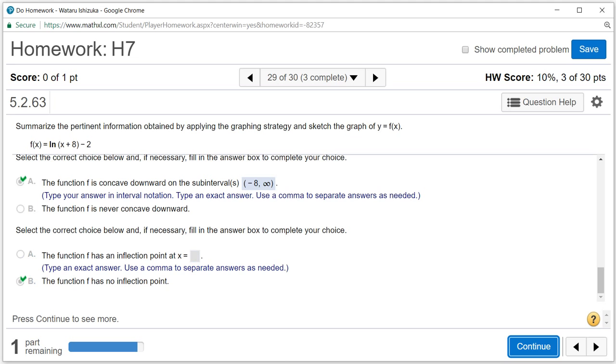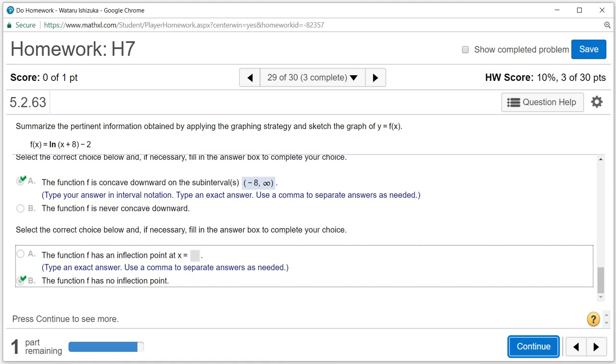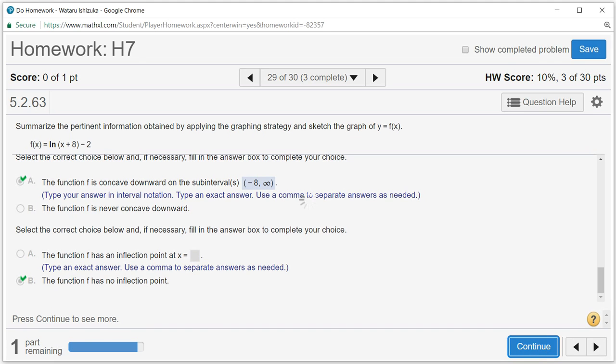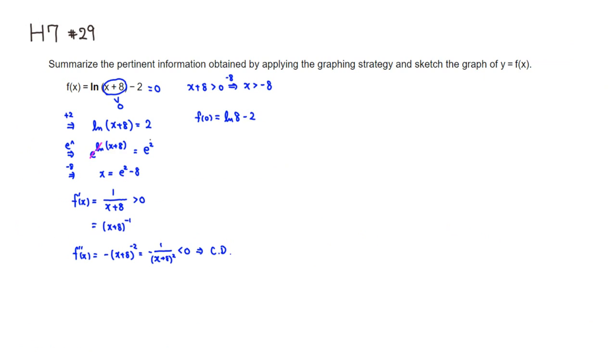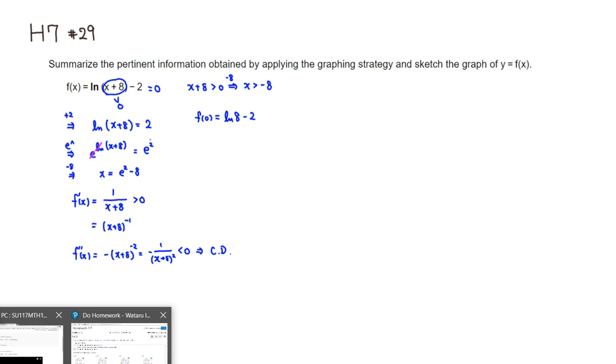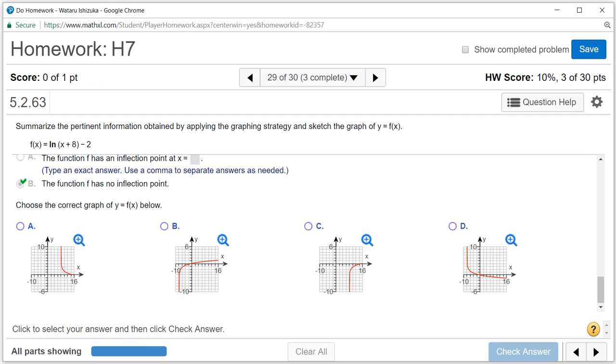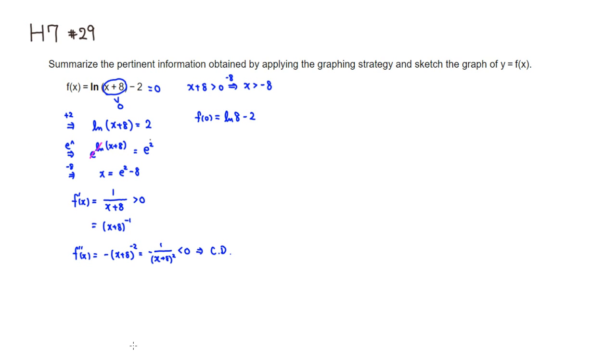Alright, and let's continue. So we have to pick the right picture. It's always increasing, so let's look for the increasing picture. A is decreasing, so it's going to be either B or C, and D is decreasing, so it's going to be between B and C. So let's look at the concavity. Concavity is concave down.